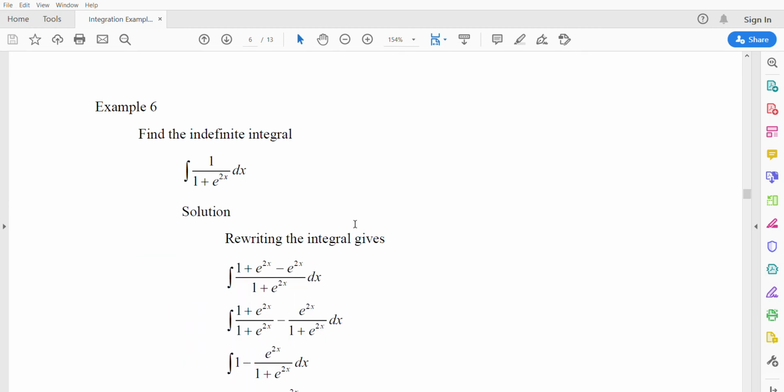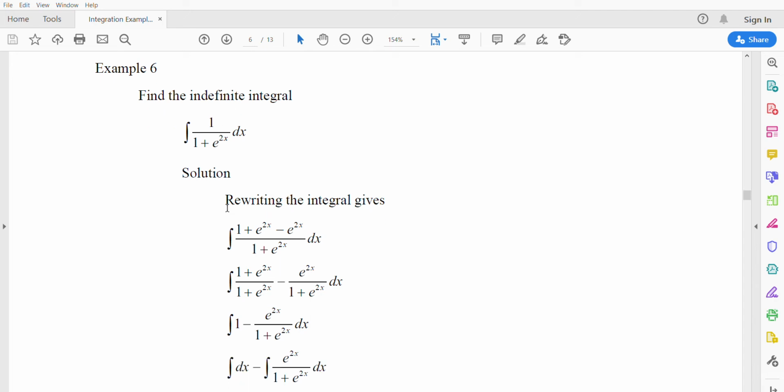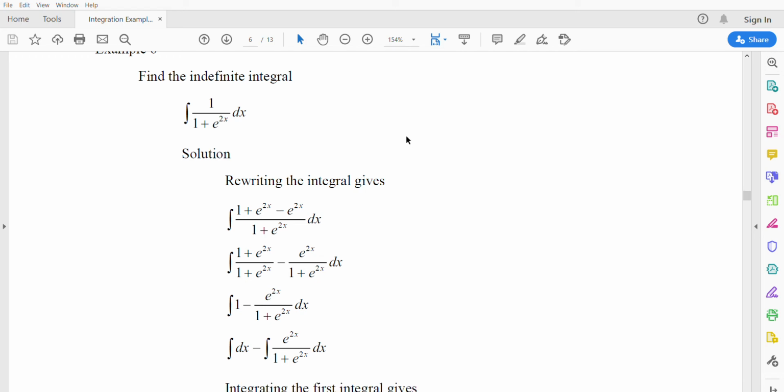All right, let's take a look at this example. We're finding the indefinite integral. This one here doesn't quite match the templates that we have seen, so I'm going to rewrite it. On the numerator, I'm going to add e to the 2x, and I'm going to subtract e to the 2x.